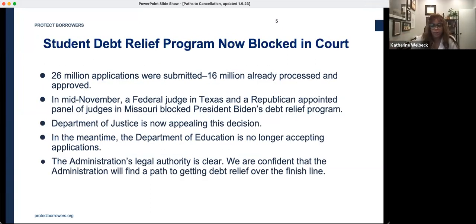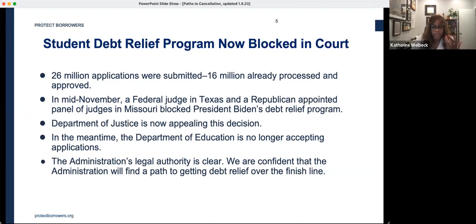So things to note about this debt relief plan, it was historic, and in the months before the court cases, 26 million people applied for relief, and then actually 16 million people were already approved, but are currently waiting again on what happens in the courts. And so again, as you might know, and I kind of mentioned throughout, a federal judge in Texas and a panel of judges in Missouri blocked President Biden's student debt relief plan in mid-November.